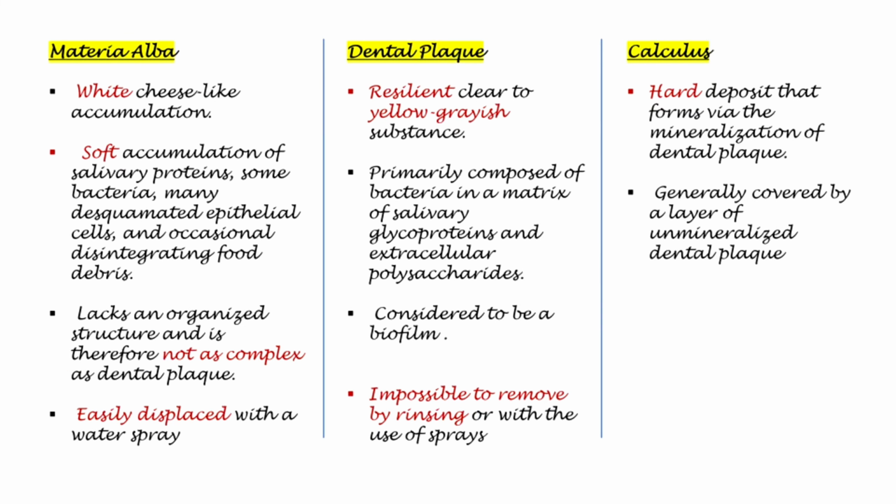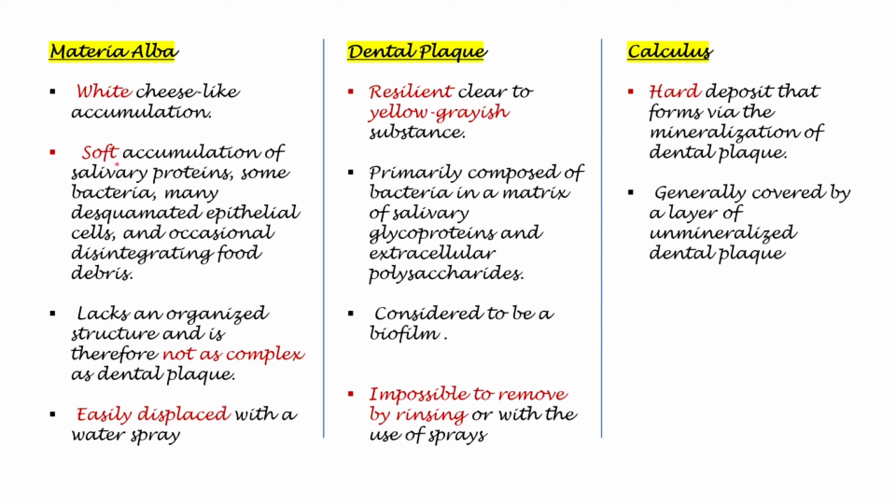Here are the important differences between different types of biofilm: the materia alba, the dental plaque, and the calculus. Let's see each one in detail. What is materia alba? It is a white cheese-like accumulation. Let's see plaque. It is a resilient, clear to yellow-grayish substance. Calculus is a hard deposit that forms via the mineralization of dental plaque.